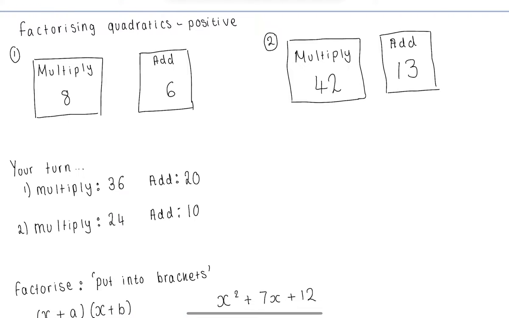Hello, it's Paige Green from Paige Green's Tutoring, and today we're going to be looking at factorising quadratics, focusing on when both numbers are positive.